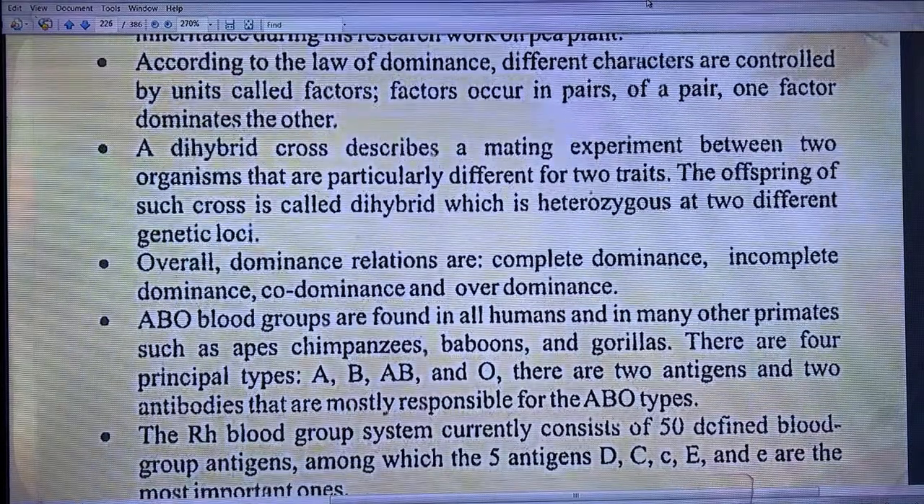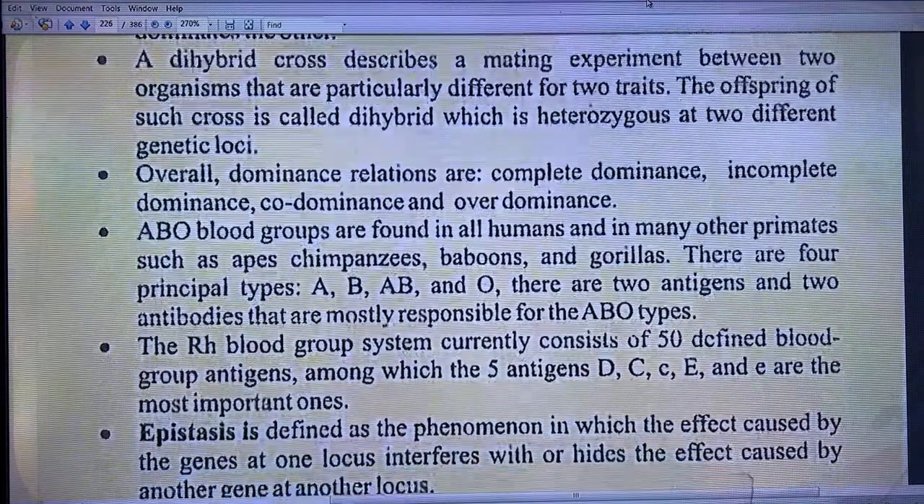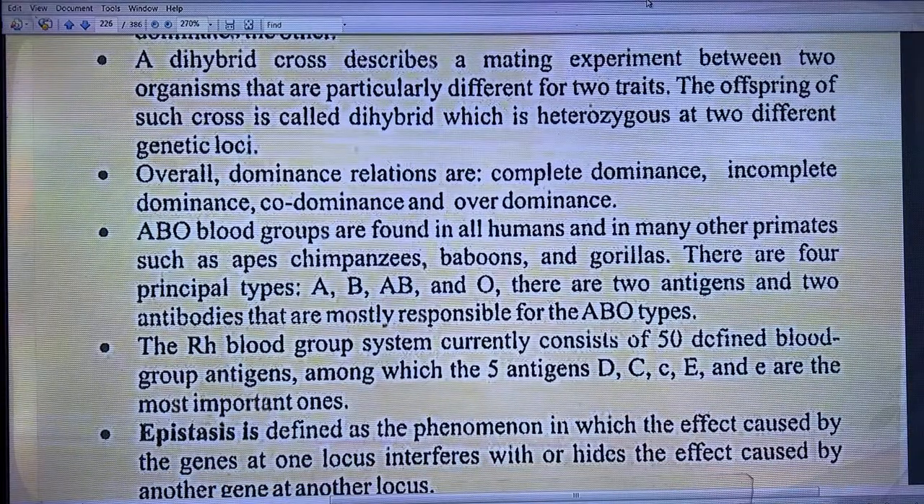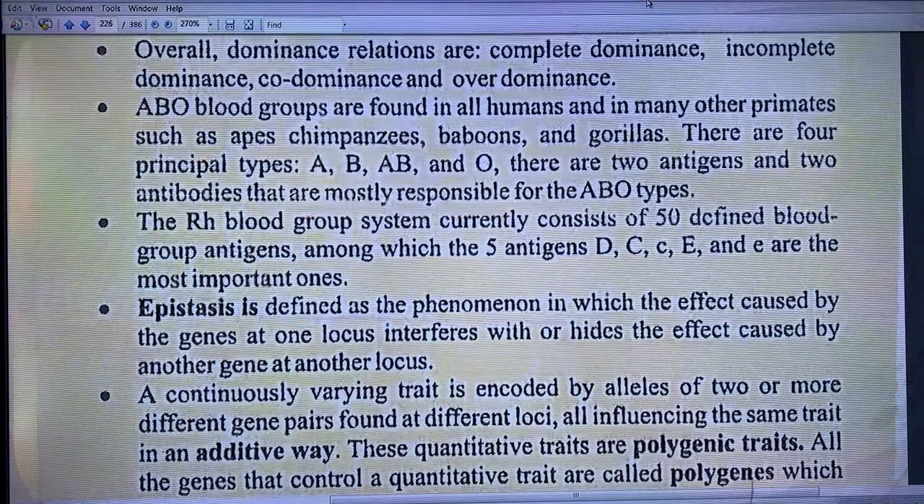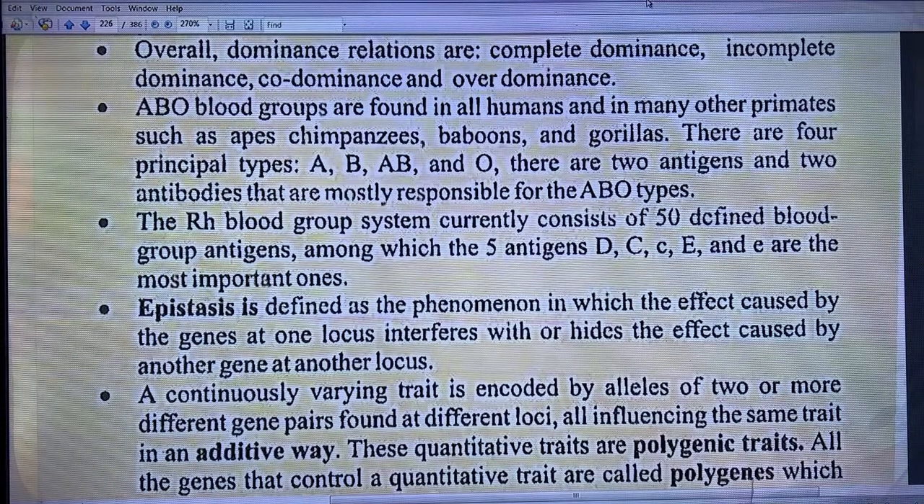According to the law of dominance, different characters are controlled by units called factors. Factors occur in pairs, and one factor of a pair dominates the other. A hybrid cross describes a mating experiment between two organisms that are different for two traits. The offspring of such a cross is called the hybrid, which is heterozygous at two different genetic loci. Overall dominance relations are complete dominance, incomplete dominance, codominance, and overdominance.